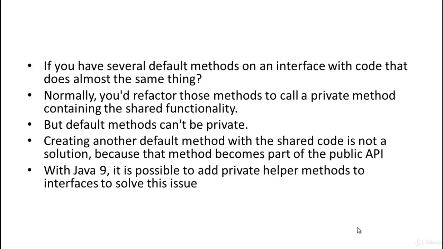Creating another default method with the shared code is not a solution, because that method becomes part of the public API. The requirement is to keep it private in order to restrict it from the public API, but creating another default method, which is public, with the shared code is not a proper solution.